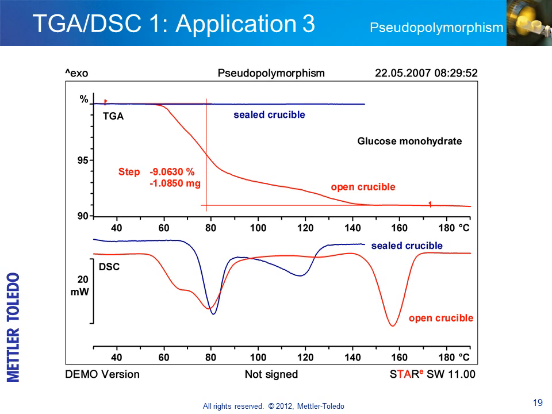In an open crucible, the substance behaves very differently. The water of crystallization vaporizes between 50 and 140 degrees, resulting in a broad endothermic peak in the DSC curve. The anhydrous glucose then begins to melt at about 145 degrees. The mass loss of 9.1% corresponds to the stoichiometrically expected value.